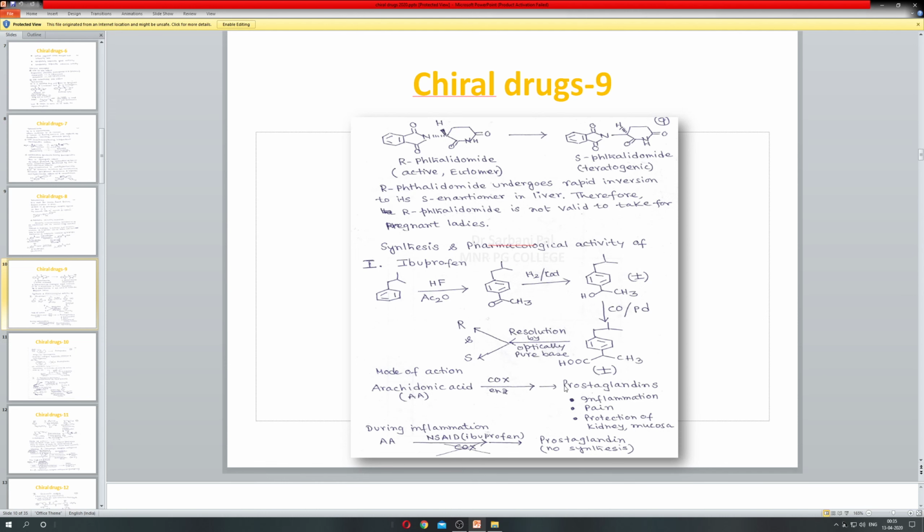Now what is the role of prostaglandins? Prostaglandins have a good role and a bad role. What are the good roles? Prostaglandins are used for the protection of the kidney and mucosa. At the same time, at the site of inflammation, prostaglandins are responsible for pain. So it has two roles inside our body, some good and some bad.